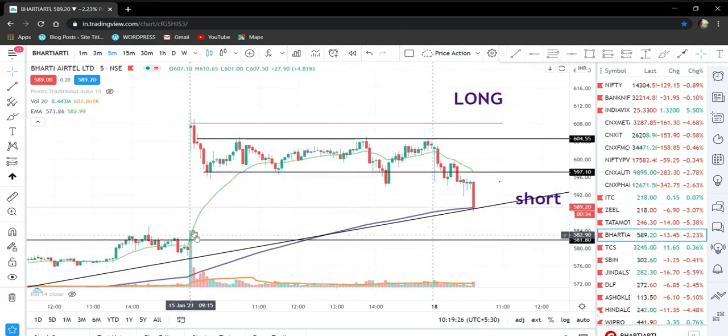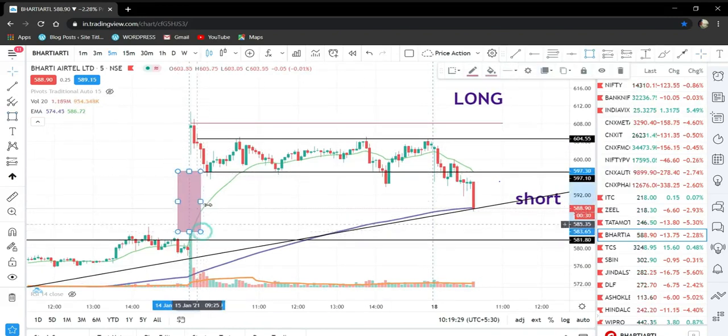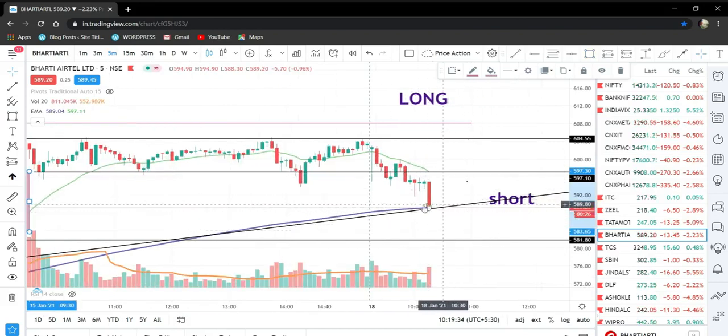And you can see that the gap can be filled, like this is the big gap in Bharti Airtel, and the stock is about to fill the gap. But you can see that the stock is also about to take a support at its 100-day EMA.